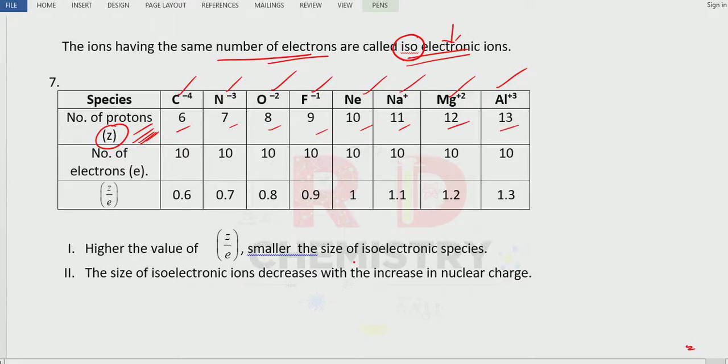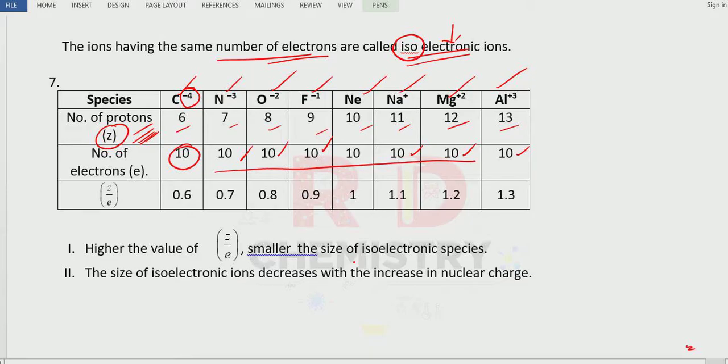The number of electrons: when I say carbon 4 minus, it means 6 plus 4, 10 electrons. Minus means added, plus means removed. So 7 plus 3, 10. 8 plus 2, 10. 9 plus 1, 10. Neon is neutral. Sodium plus 1, remove 1 electron: 11 minus 1, 10. 12 minus 2, 10. 13 minus 3, 10. The number of electrons is the same here.